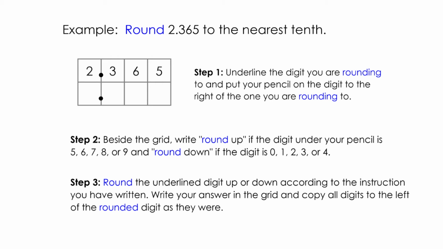Example: round 2.365 to the nearest tenth. So the nearest tenth is right here. When you're rounding to the nearest tenth, the digit that matters is this one. So 2.3 stays the same. The 6 tells us to round up to 7, and the other one goes to 0.